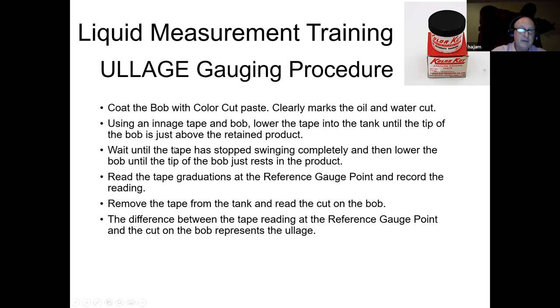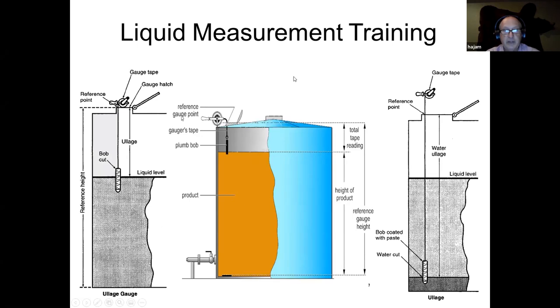Right? So here are some examples of ullage gauges. Like I said, in the ullage process, we're lowering that bob just into the liquid level, so we make sure we get a good cut. Once we get into that liquid, we leave it stable, so it makes a good cut on the plumb bob at its mark. And then another example of that is here in a tank. So we need to know the reference gauge height. We need to know the total tape reading. That determines the height of the product. And I have an example later on of how we calculate all this.